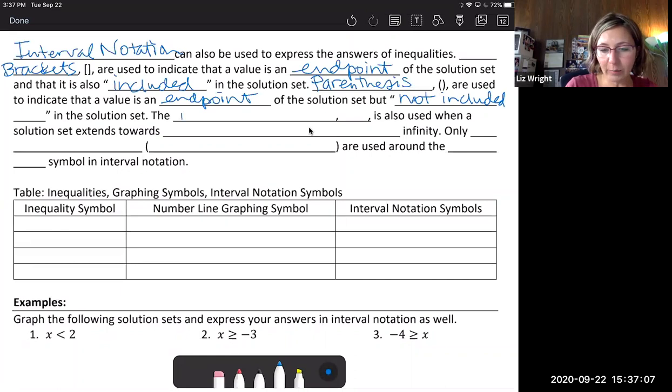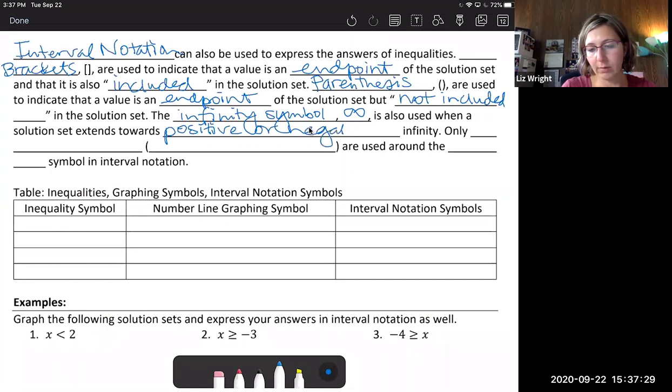The infinity symbol, which looks like this, is also used when a solution set extends towards positive or negative infinity. Positive infinity looks like that. Negative infinity is going to look like that.